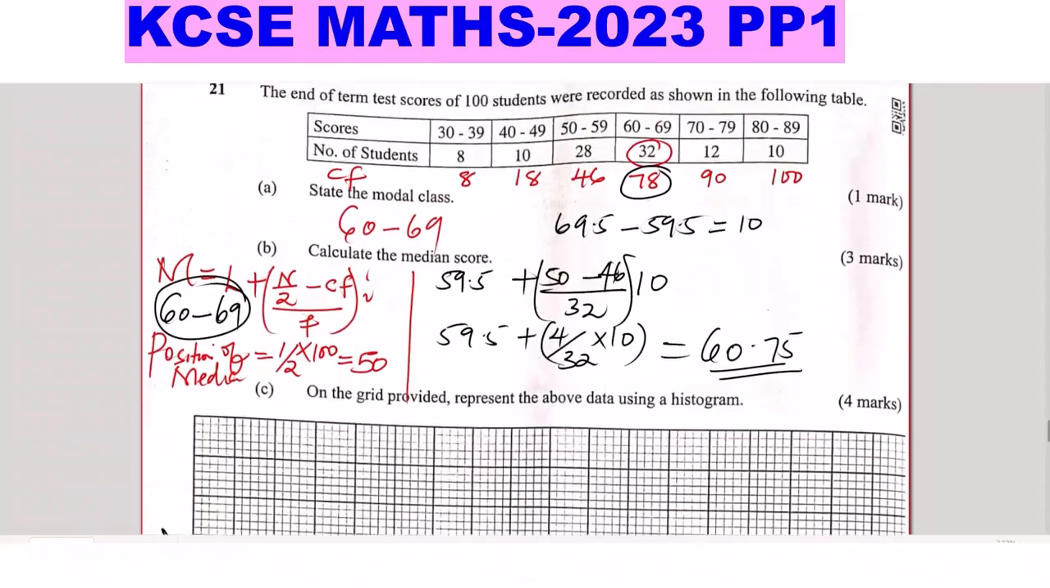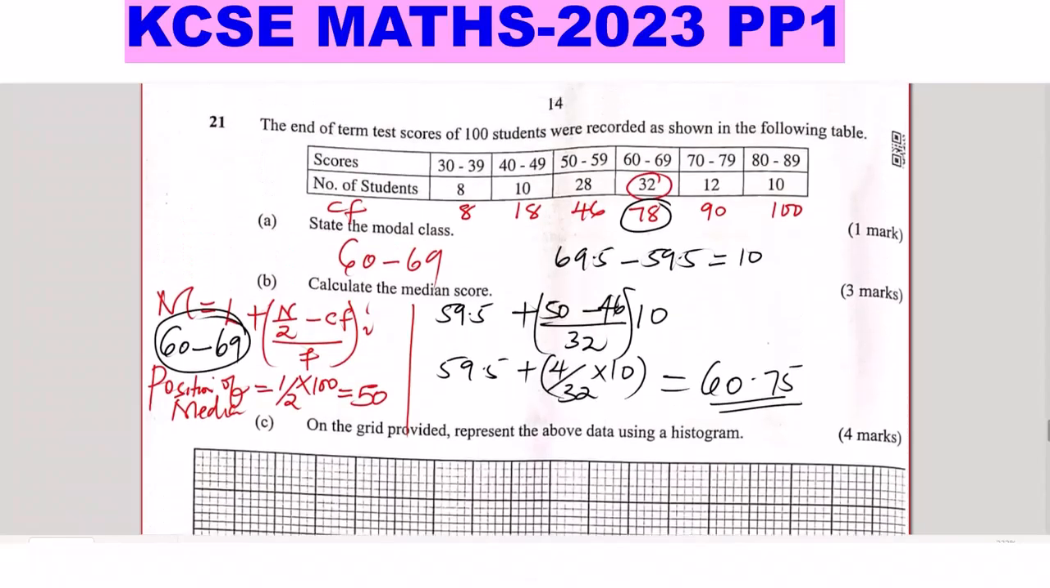We identify the upper class boundary of the first class. So here the upper class boundary will be 39.5. Here will be 49.5. Here we shall have 59.5. Here we have 69.5. We have 79.5, then 89.5. Then we need to have the frequency density.